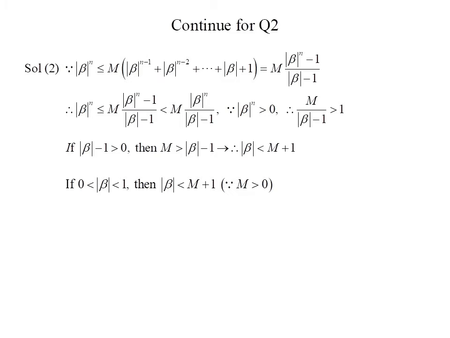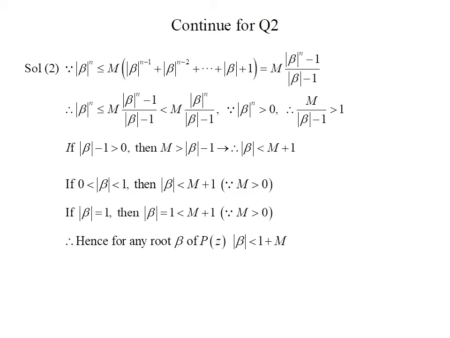When the modulus of beta is between 0 and 1, since M is greater than 0, the modulus of beta is less than M plus 1. If the modulus of beta equals 1, then the modulus of beta is less than M plus 1, since M is greater than 0. In summary, for any root of the polynomial p(z), the modulus of beta is less than M plus 1.